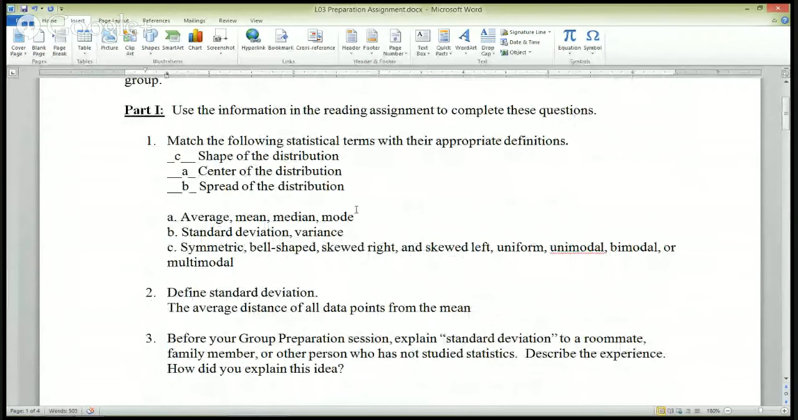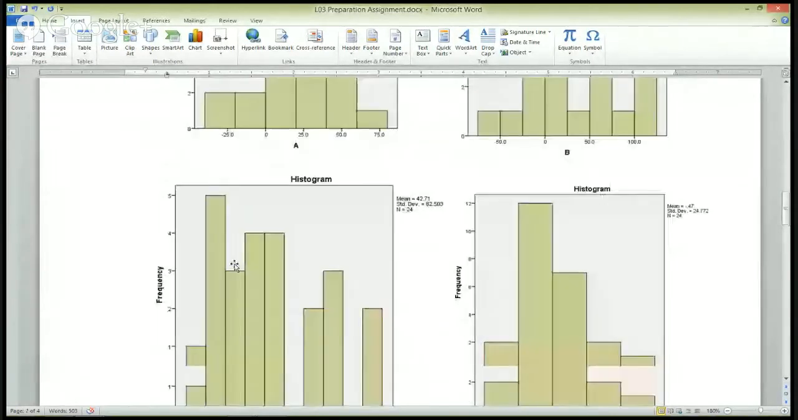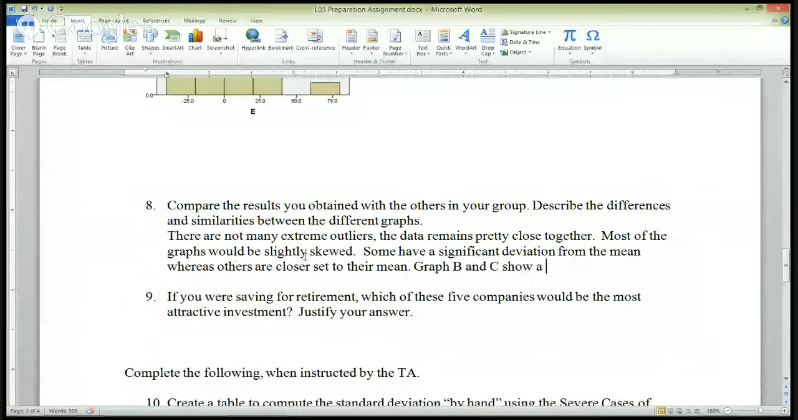You can just say their spread is different. So they're multimodal. Some of them are multimodal. Yeah. Okay. So. Multimodal? Yeah, because they have a couple of different spikes. Okay, perfect.